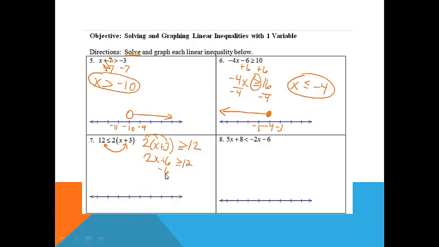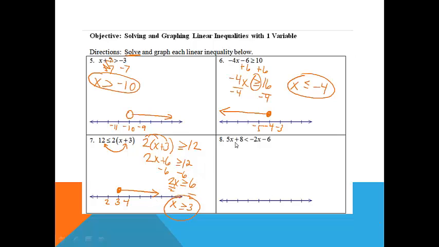Then from here I'm going to subtract 6. I'll get 2x is greater than or equal to 6, and then from here I just need to divide both sides by 2, so I'll get x is greater than or equal to 3. So that's my solving answer, and then I'll put 3 on the number line. I do need to put 2 numbers on either side. It's going to be a closed circle because there is an equal sign. Greater than 3 would be all the numbers to the right of 3.